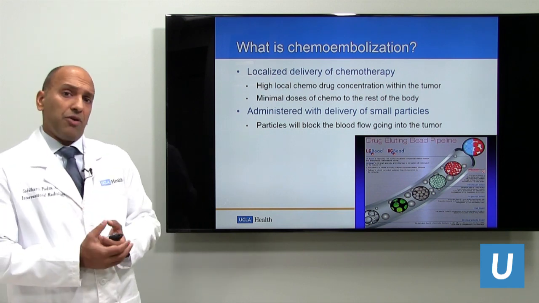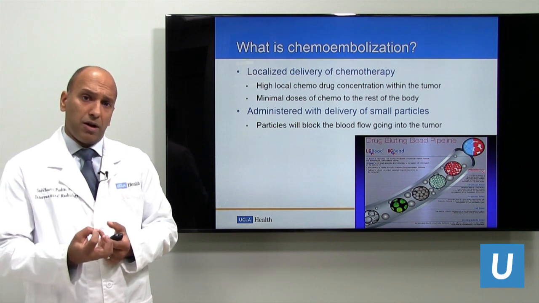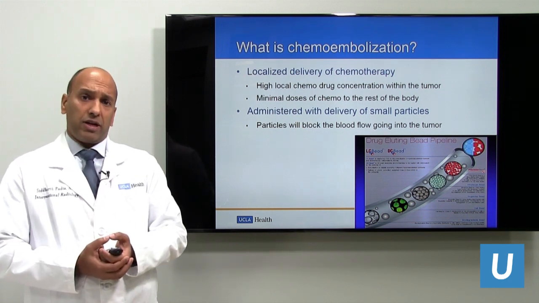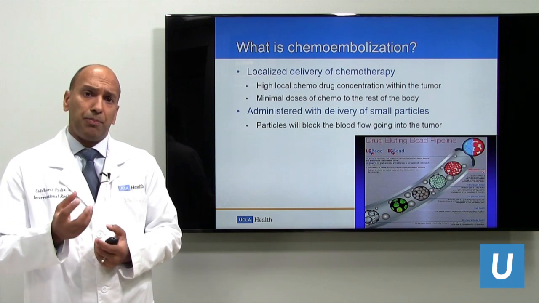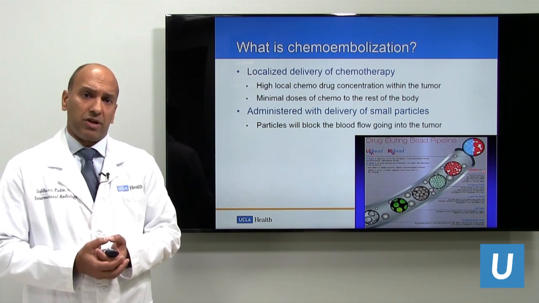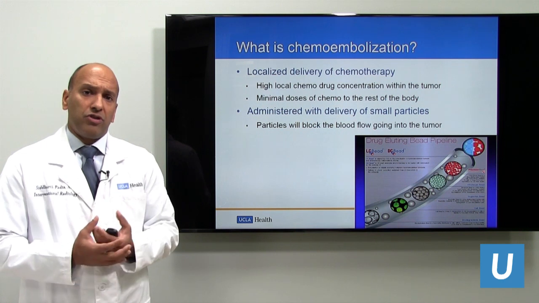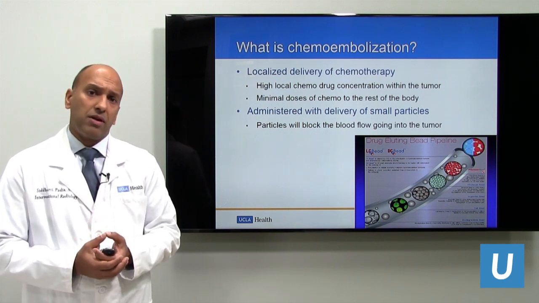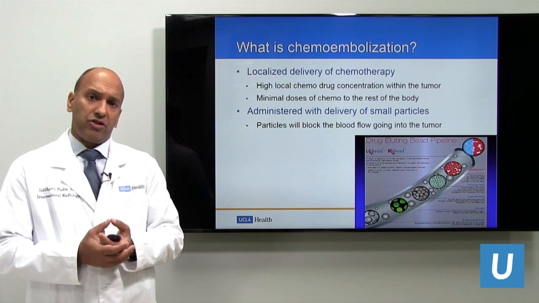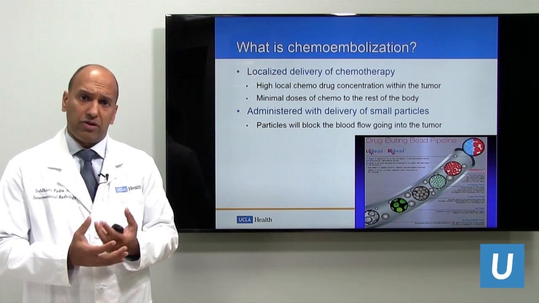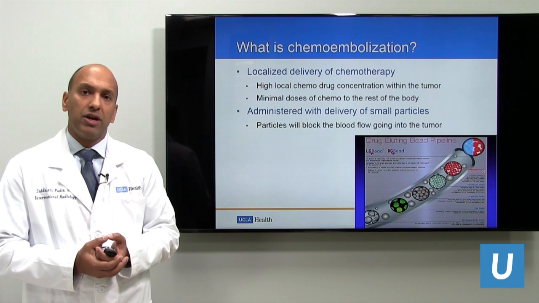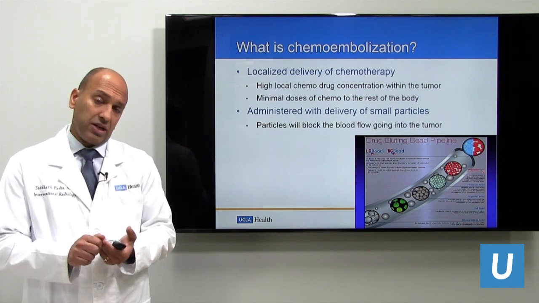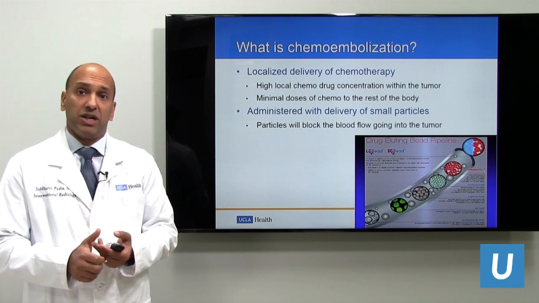When we give the chemotherapy, we also give it coated on a particle. And so what these particles do, which look essentially like grains of sand, they essentially block off the blood supply going into the tumors. So the tumors need blood to feed themselves, to get nutrients. By delivering these particles and essentially choking off the tumors, we're essentially starving the tumors of any nutrients. And so these cancers die by two ways. One is by the chemo effect, and the second is by starvation.